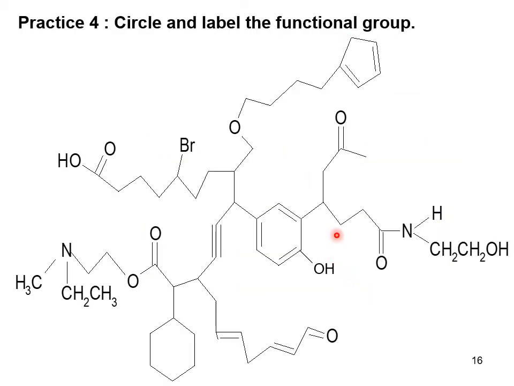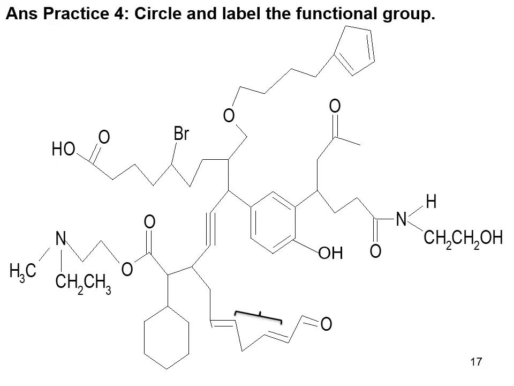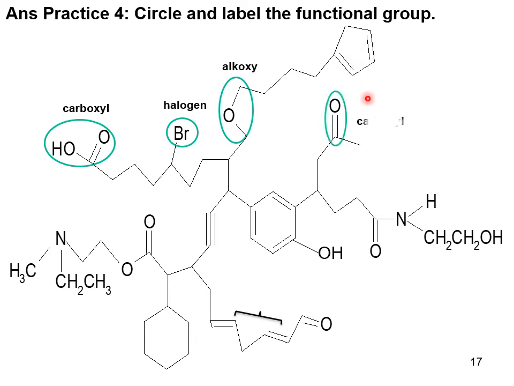Whoa, this structure is so complicated. So you need to circle and label the functional group. Let's do it slowly and check one by one. So the first functional group is carboxyl under carboxylic acid. Second, halogen under haloalkene. This one, COC, alkoxy under ether. And then this one, C double bond O, carbonyl.